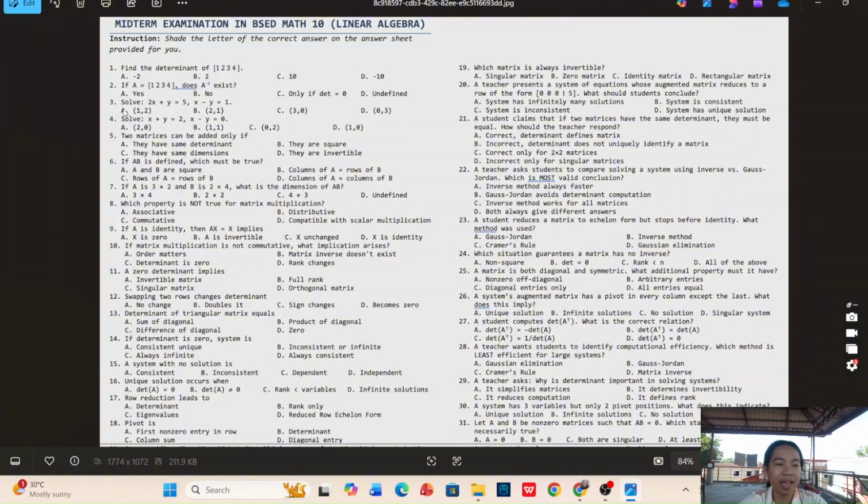Number 2, if matrix A is equal to 1, 2, 3, and 4, does the inverse of A exist? The correct answer for this question is letter B, which is no. This is because a matrix has an inverse only if its determinant is not 0. So if the determinant is 0, the inverse does not exist.